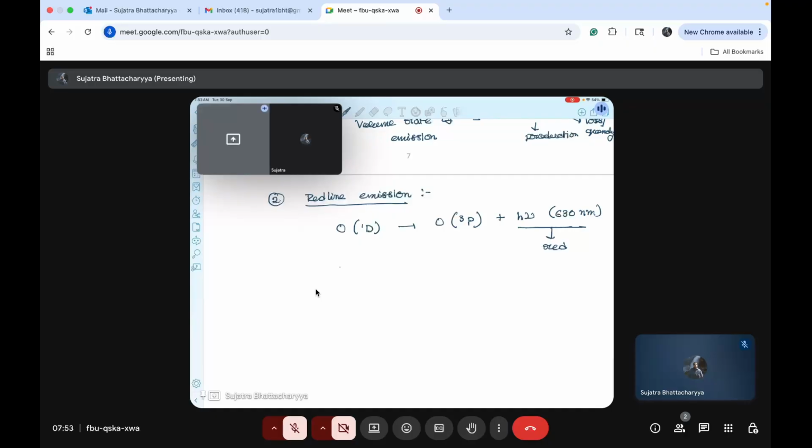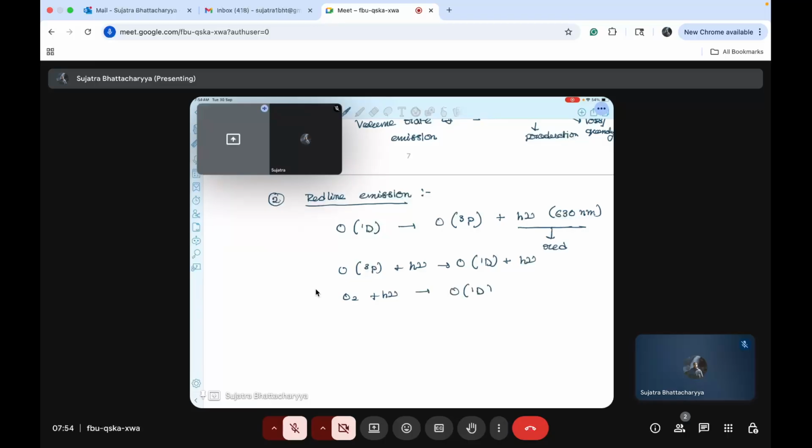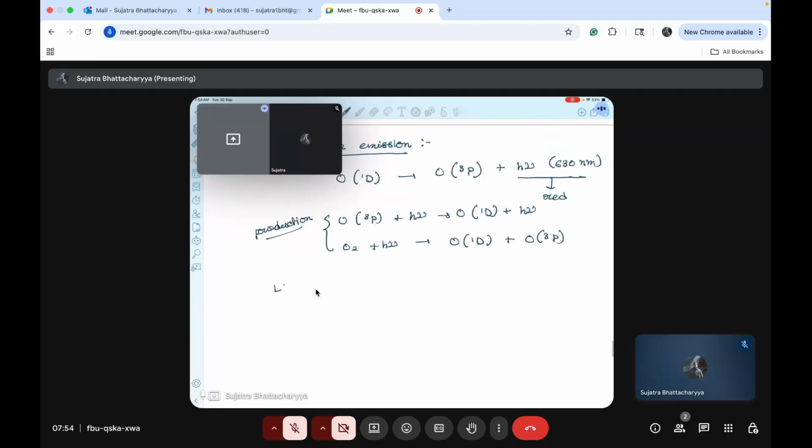Now you have O3P plus h nu, the photon energy, which gives you O1D plus again an h nu, and O2 plus h nu gives you O1D plus O. So these are the production processes, as you can see. Just like O1s production, there is O1D production, and there are loss processes as well.